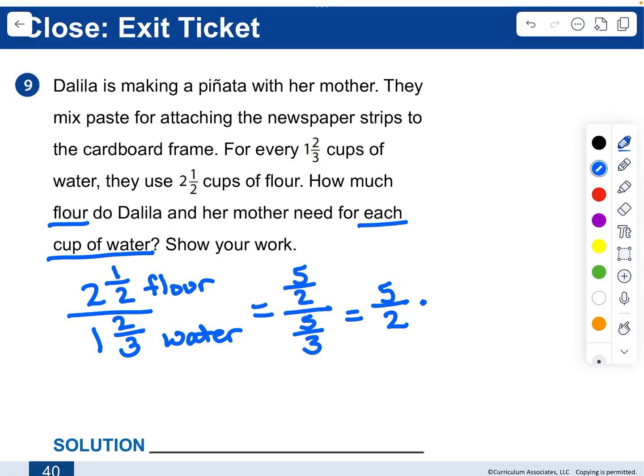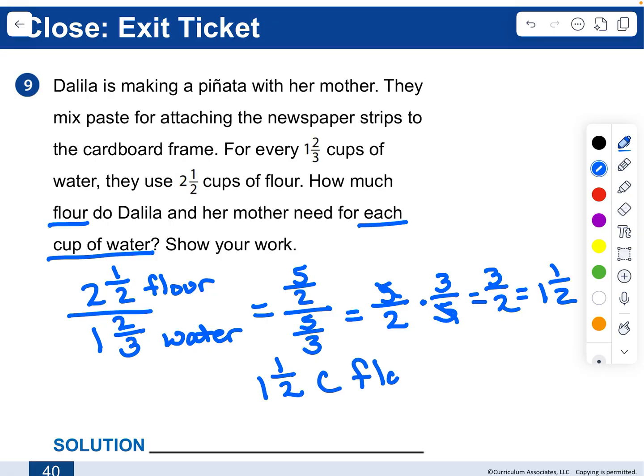Division can become multiplication by using the reciprocal. These 5s cancel. That leaves me with 3 halves, which is 1 1/2. So 1 1/2 cup of flour for every 1 cup of water.